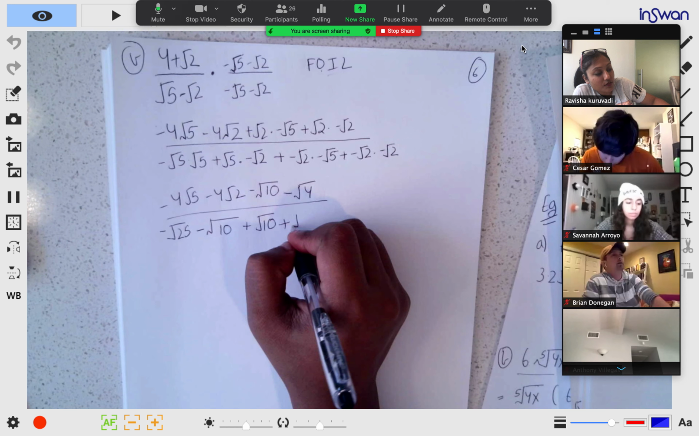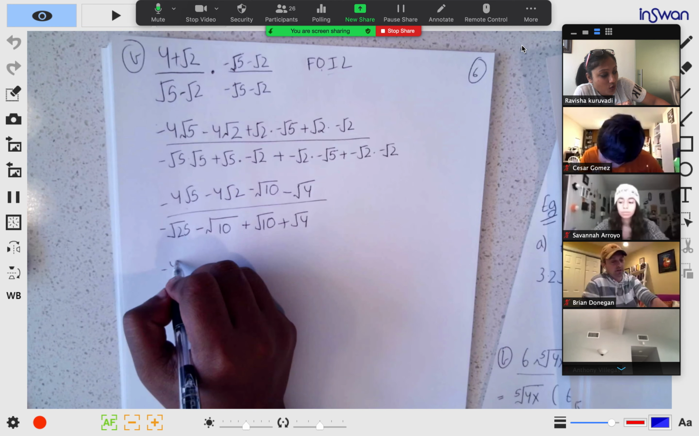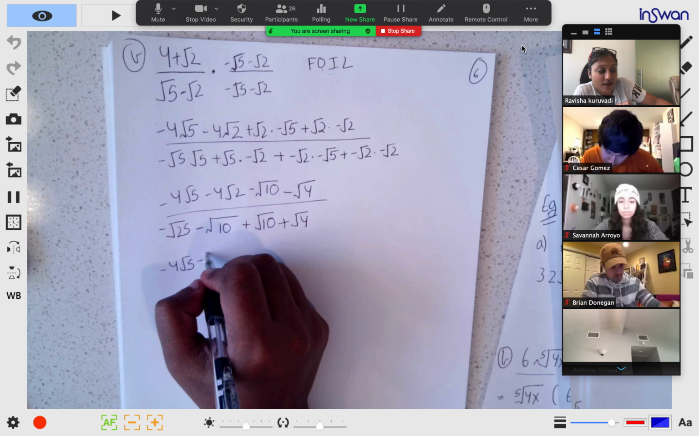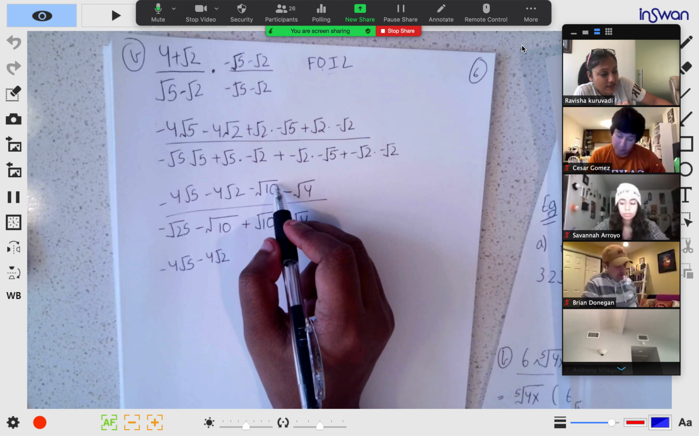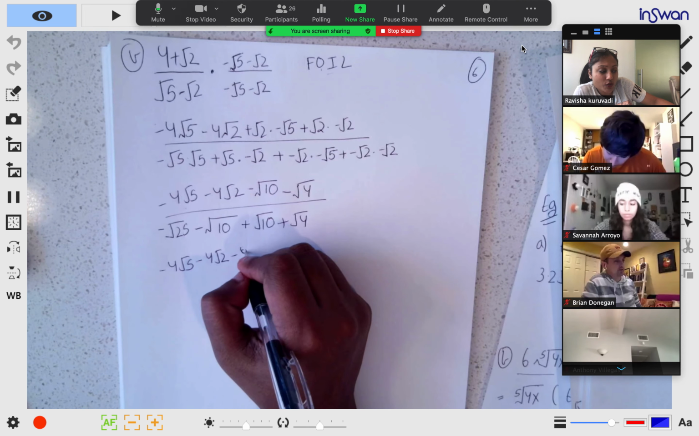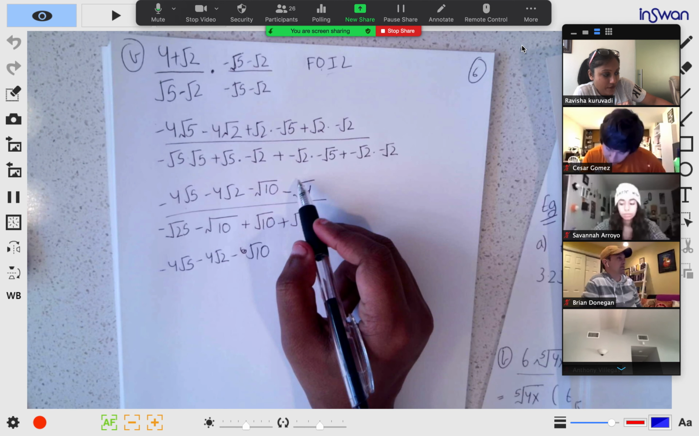Okay, so let's write here. I don't know what the square root of 5 is, so I write it as it is. I don't know what the square root of 2 is, I write it as it is. Square root of 10, 5 and 2 are factors I cannot simplify, so I write it as it is. What about square root of 4? Do you know what the square root of 4 is? 2. Okay, I write here 2.